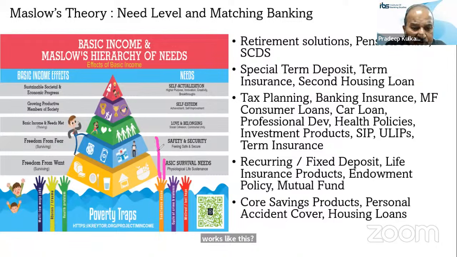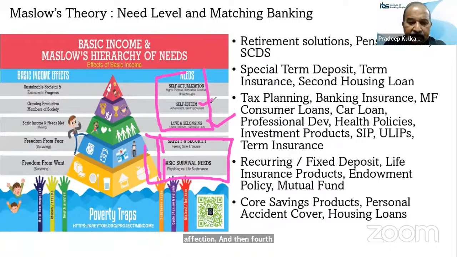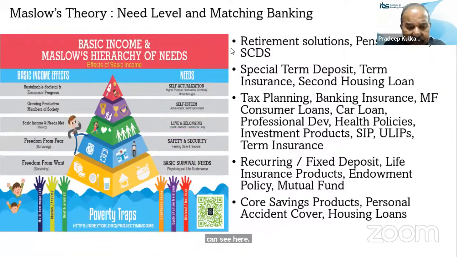Then next is the safety and security needs. These two needs are known as physiological needs, whereas these three needs are known as psychological needs. And the third need is love and belonging, that is affection. And the fourth need is self-esteem. And the fifth need is self-actualization, where everything is done. So you can see here, simultaneously, suiting to that means basic to basic.